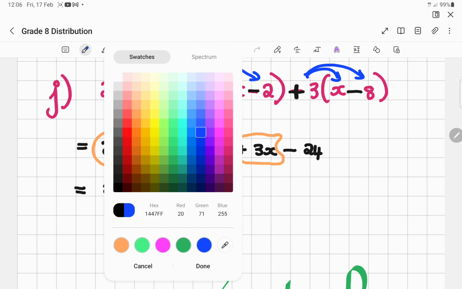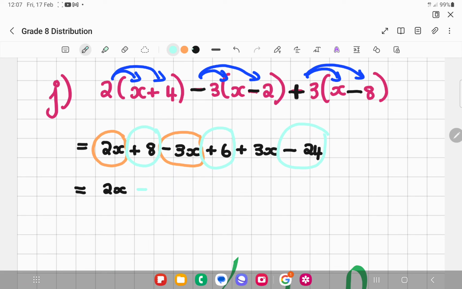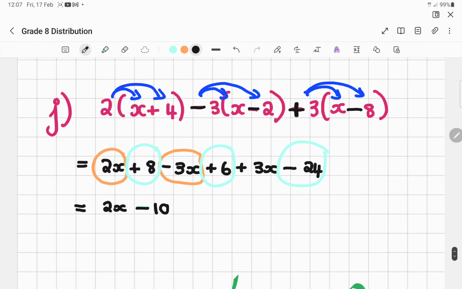And then, just to make it nice and pretty, let's do the other terms. A positive 8 plus 6 minus 24. So 8 plus 6 is 14. 14 minus 24, let me just double check. Minus 24 gives you negative 10. Let's do it in black. Minus 10. So there's your answer, 2x minus 10.